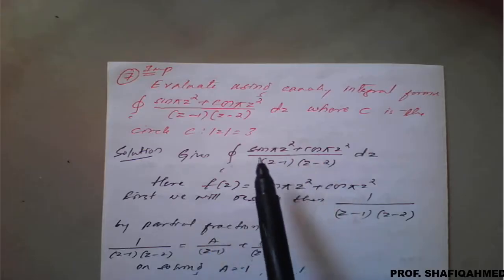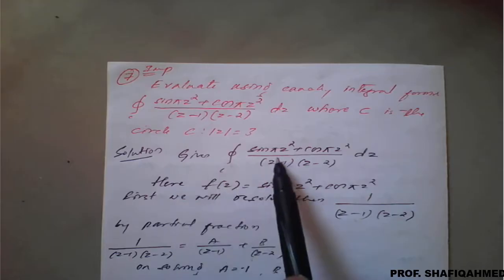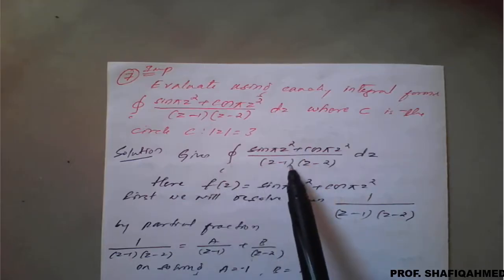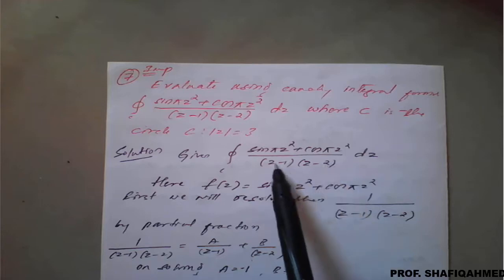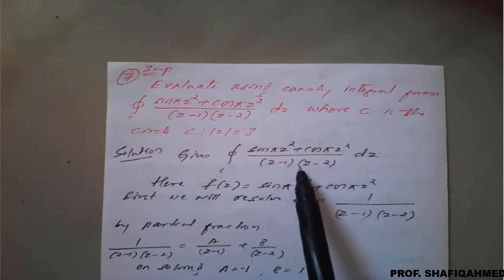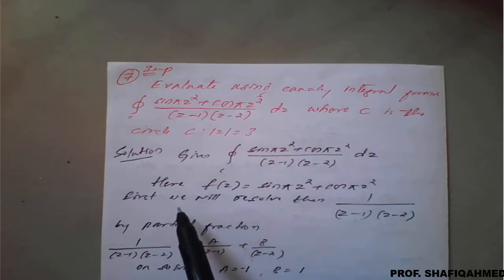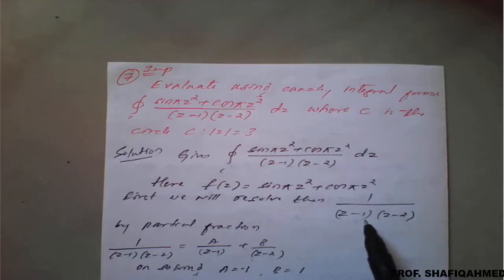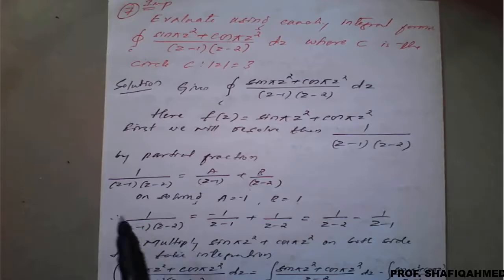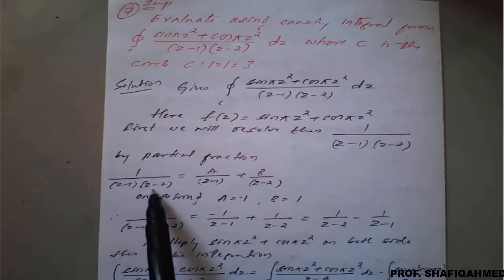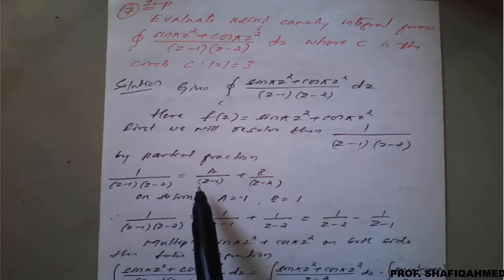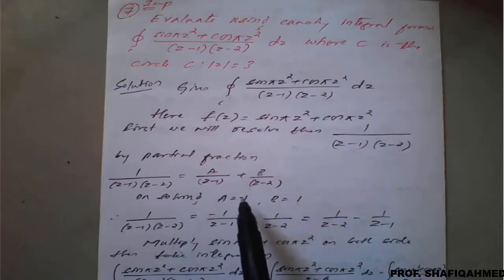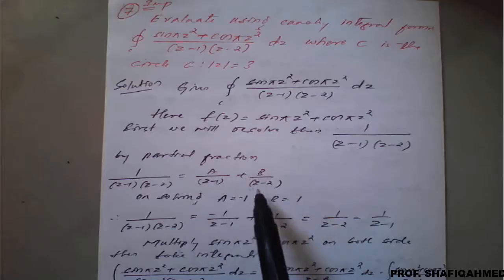Before evaluating this integral, we need to simplify 1 upon (z − 1)(z − 2), because these two brackets are in multiplication. The separation will be done using partial fractions. So first we will resolve 1 upon (z − 1)(z − 2) by partial fraction. It can be written as a upon (z − 1) plus b upon (z − 2).